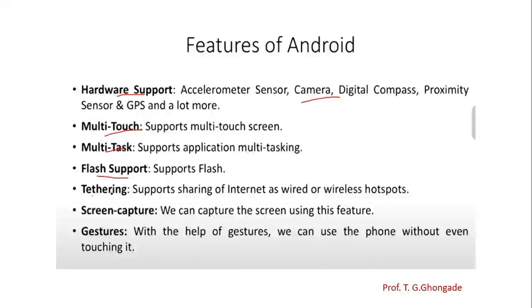Now the next feature of Android is tethering. Now what is tethering? For example, suppose you want to connect a wireless hotspot or wired internet so that you can connect your phone to the laptop or desktop, and from the mobile internet you can access it on the PC directly. How is it possible? By using tethering hotspot. After that, screen capture and gestures are there. With the help of gestures, we can use the phones without even touching them.